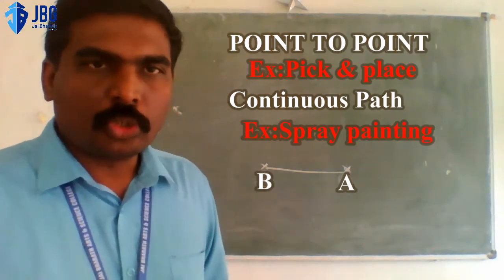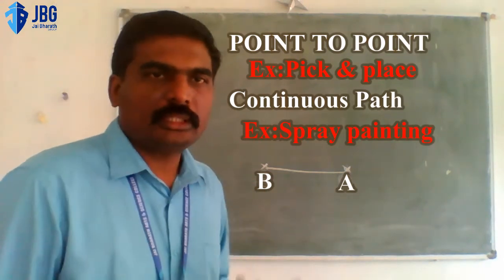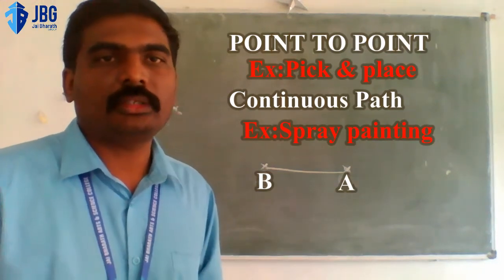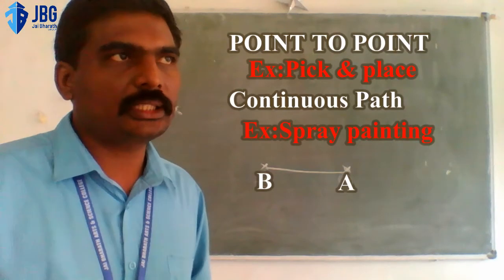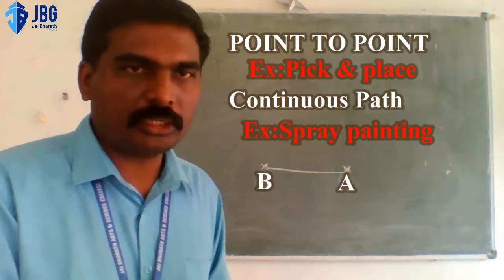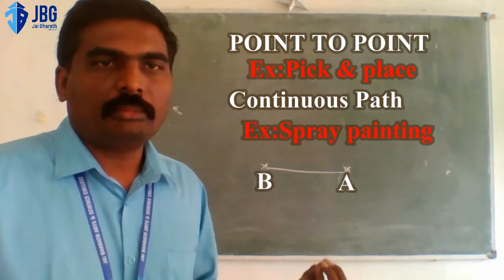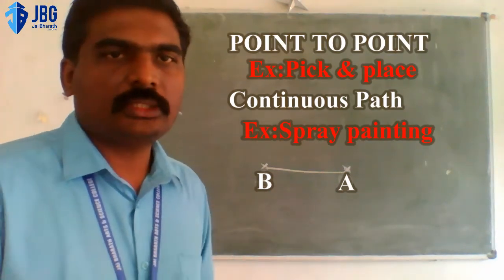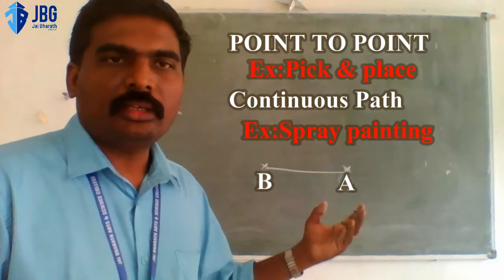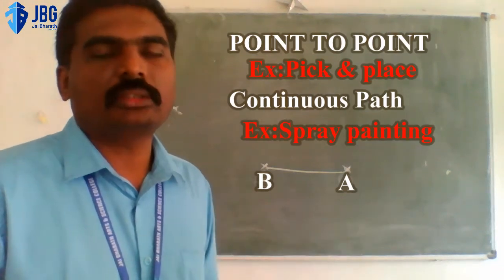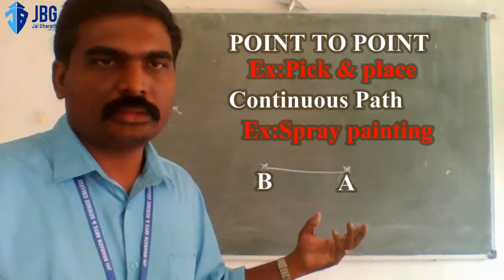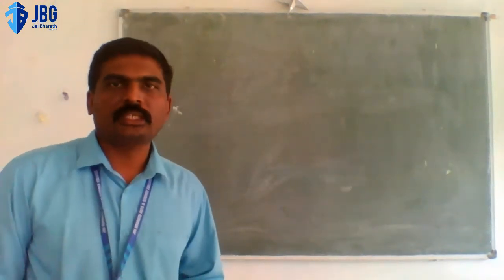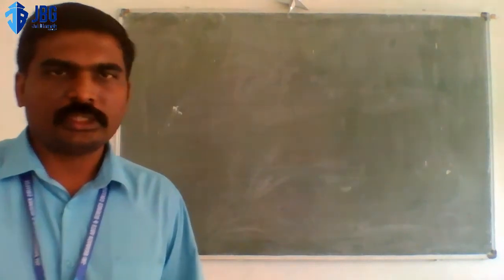Other example is gluing. Then for discrete or point to point classification, we can take the example of pick and place robots. Pick and place robot, one place to other, A to B. And for continuous painting application or gluing, the next classification, that is based on drive technology.